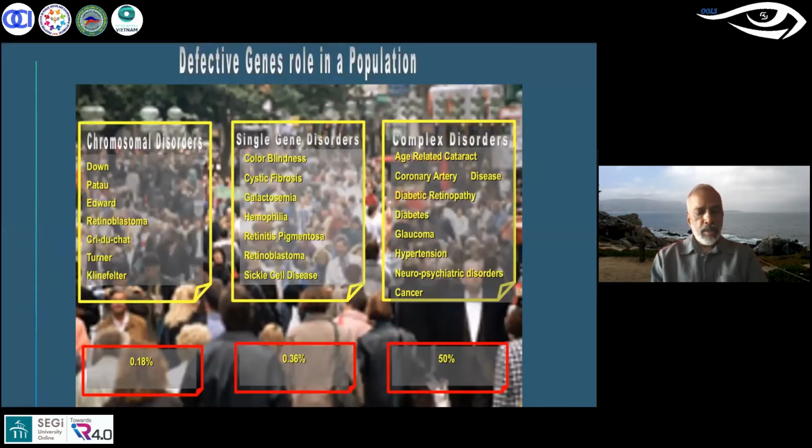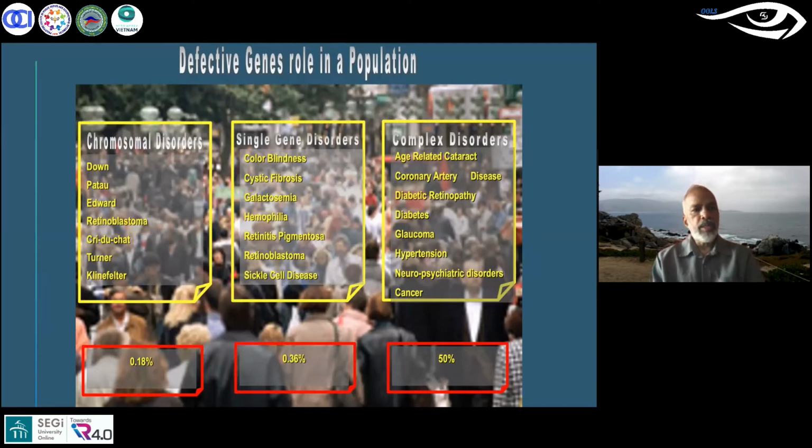First of all, let me talk about the basics. If you walk into any population across the world, whether it is KL or Chennai, where I am in India, or in Beijing or London or New York, you'll always find only four different patterns of genetic disorders. So the first category, as you can see, are chromosomal disorders.